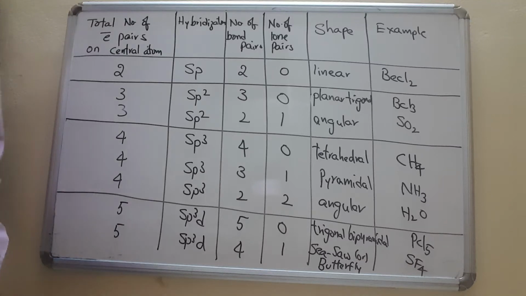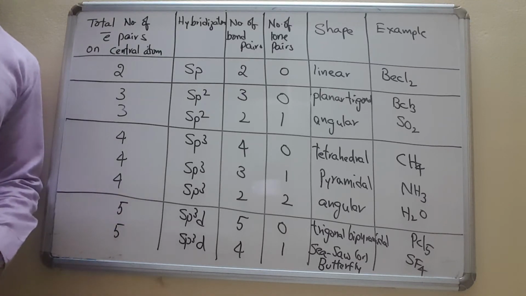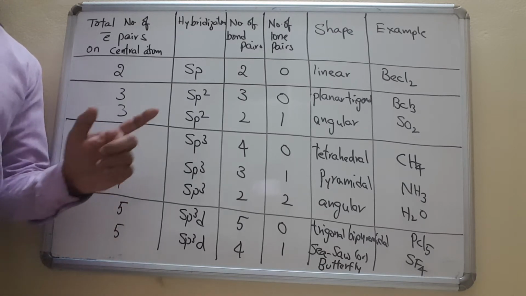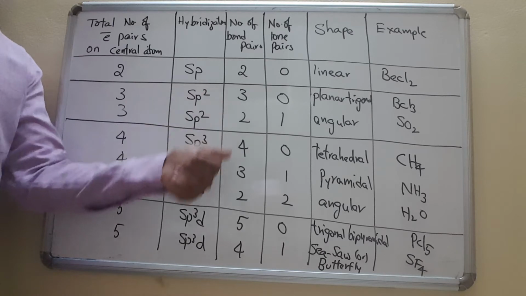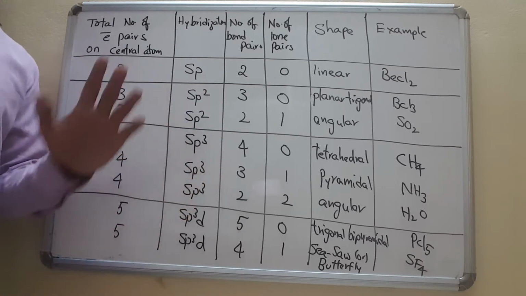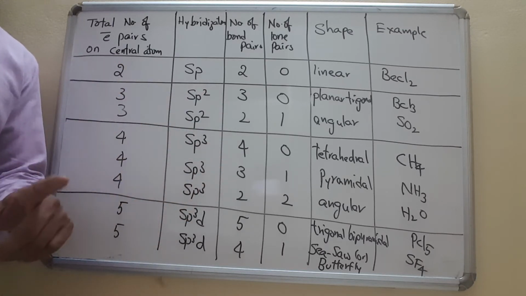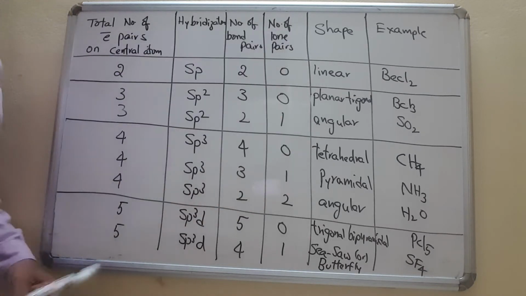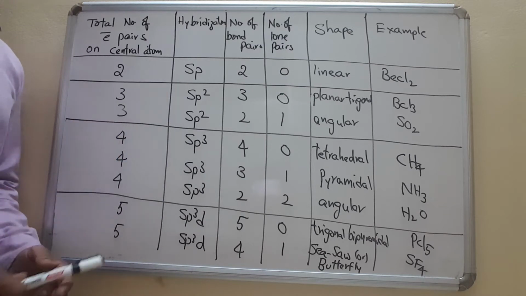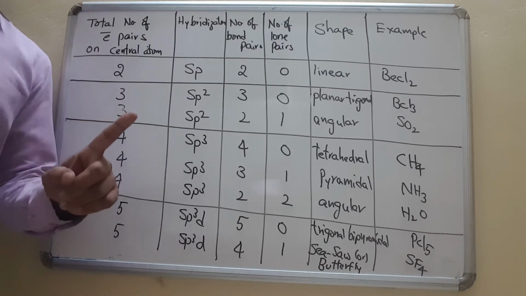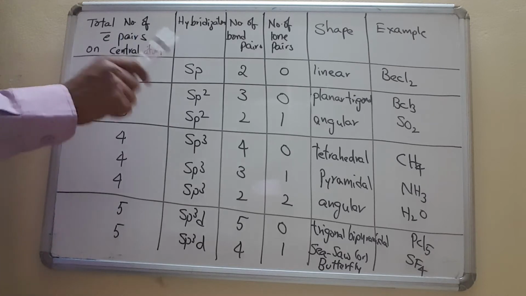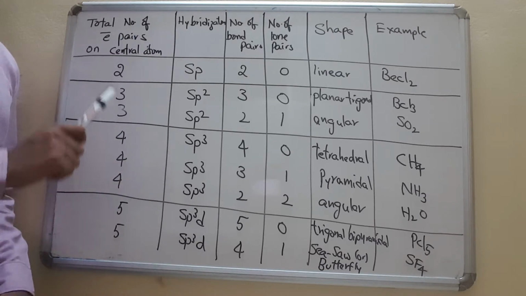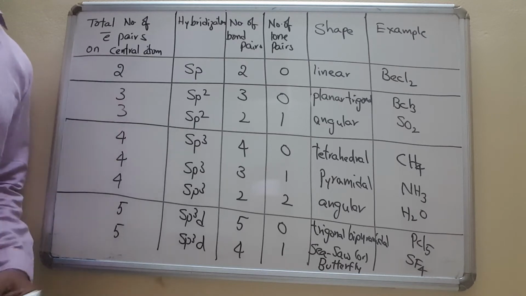Hi students, in this video I will explain how to find the geometry as well as the hybridization in one step. Just remember this table, it's enough to find the geometry and the hybridization. You can easily find the shape of the molecule and also its hybridization based on one table. If you remember this table, you can answer any question related to hybridization as well as shape of molecules.